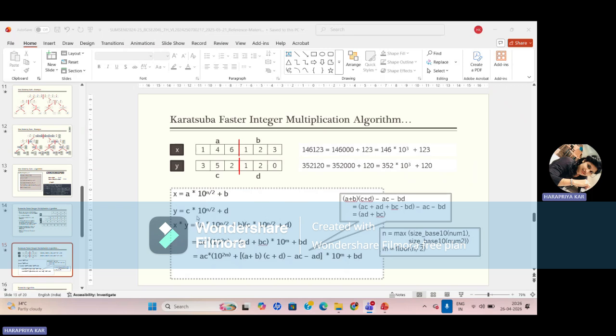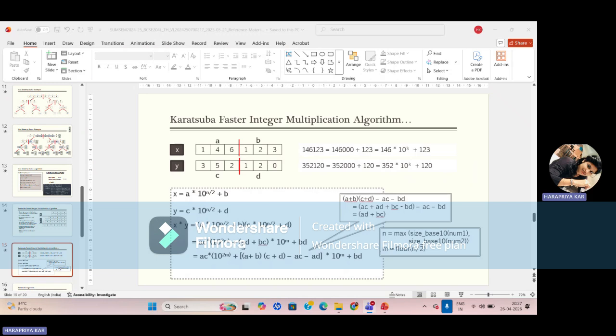Here you have to divide by the help of divide and conquer. So here n by 2 means 146, 123, and also 352, 120. So now for 146, 123: 146 followed by triple zero, plus 123.